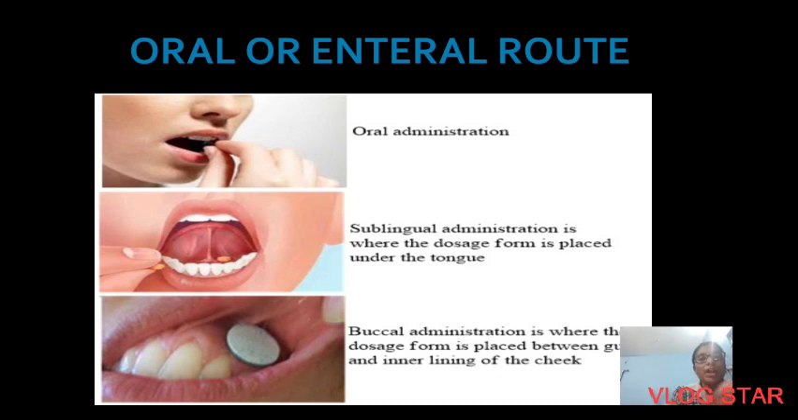And apart from that, you have sublingual, that is lingual, the tongue, under the tongue. One of the major examples is nitroglycerin, which is used in the treatment of angina. It produces an immediate effect, by vasodilation, that is dilating the vessels. Nitroglycerin is used as a sublingual tablet. And you have buccal administration, which will be placed in between the gum and the inner lining of the cheek. These are the oral or enteral routes.